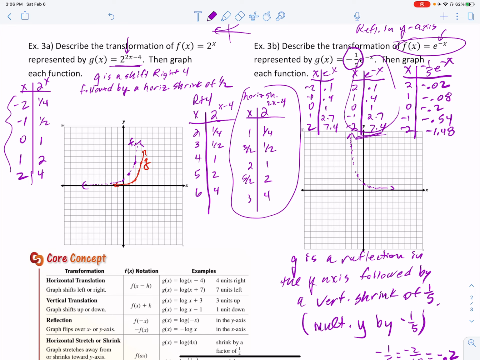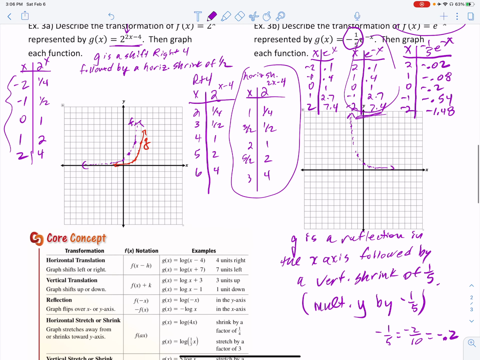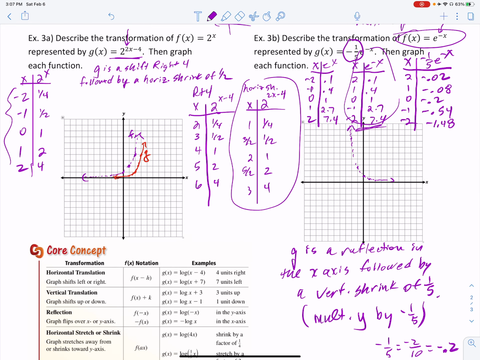Then the next one, g, is taking this function, e to the negative x, and flipping it over the, oh, I wrote reflection in the y-axis. Oh no, I meant this should have been x-axis. I'm so sorry. Yeah, the first one was a reflection in the y. G is a reflection in the x-axis followed by a vertical shrink of 1/5 of f. Sorry about that. And that's why you can multiply y by -1/5.